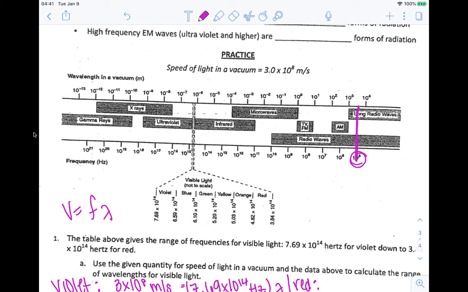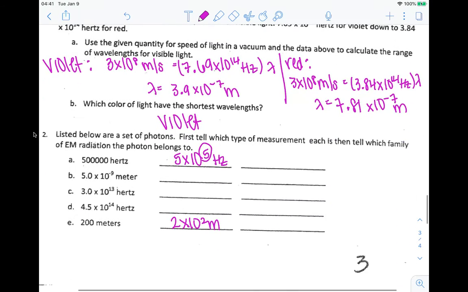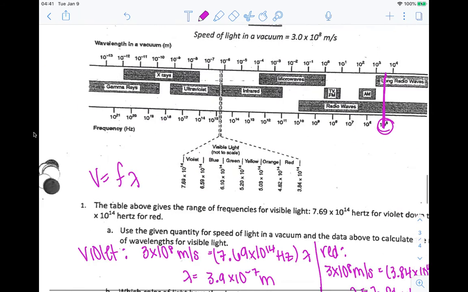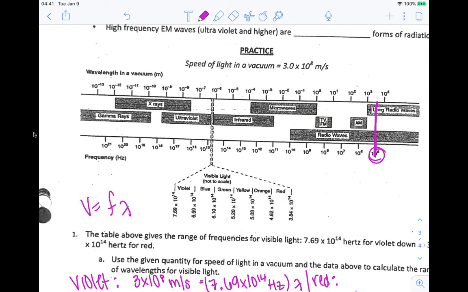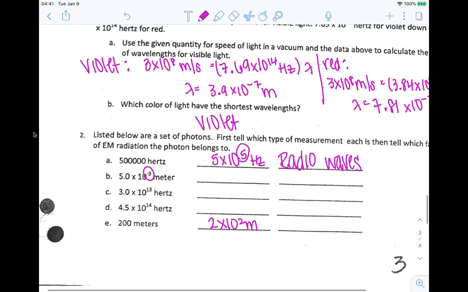And wherever that line falls is a possibility of what kind of wave this could be. So here you're able to have radio waves, you can have long radio waves. Either answer is accepted. So we'll say radio waves. If you look at the next, we have 10 to the negative 9 meters. So now, if we look at 10 to the negative 9 in our meters, that's right here, and we go down, this could be X-rays or ultraviolet. I'm going to say X-rays. Either one would be accepted.